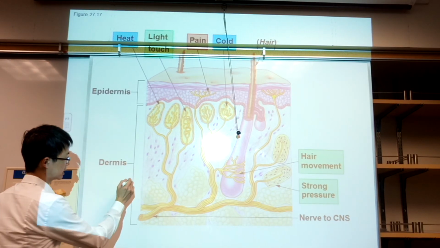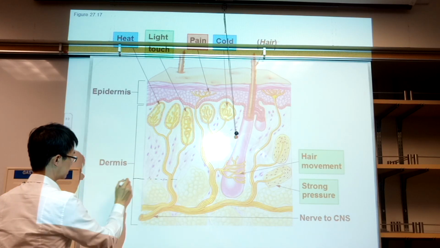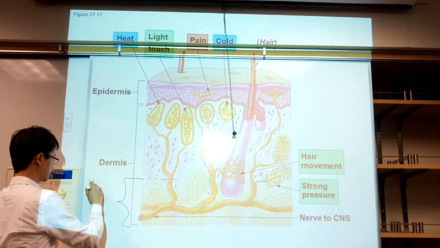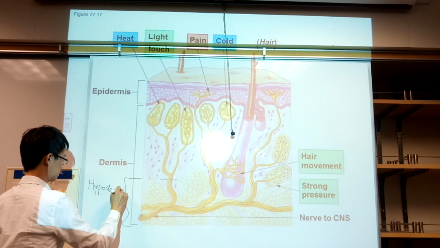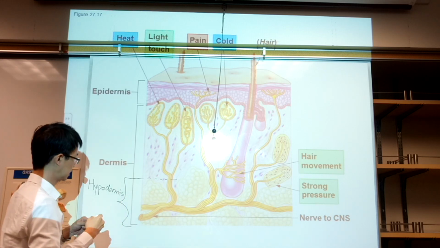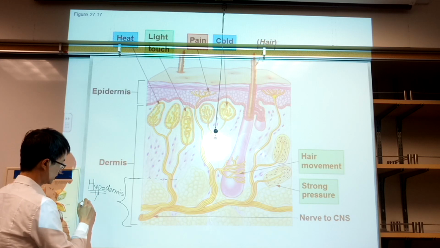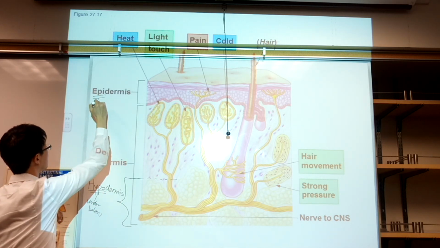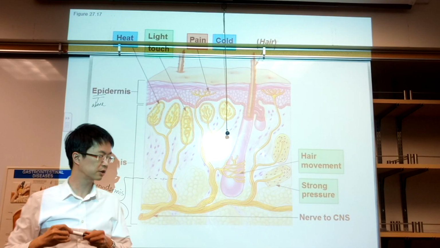It is approximately here, and from here to here, we call it hypodermis. Hypo means under or below. Epi means above. So we have three layers of skin.